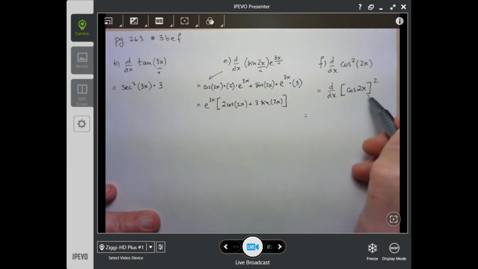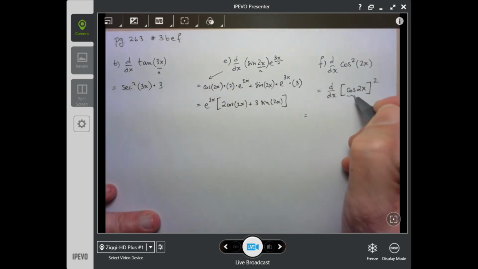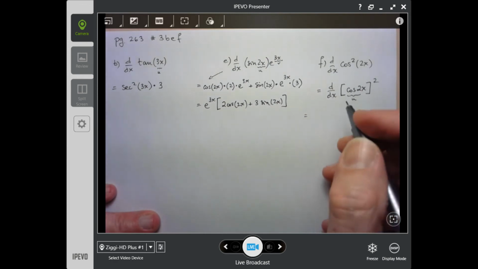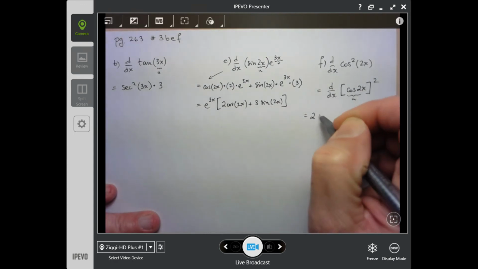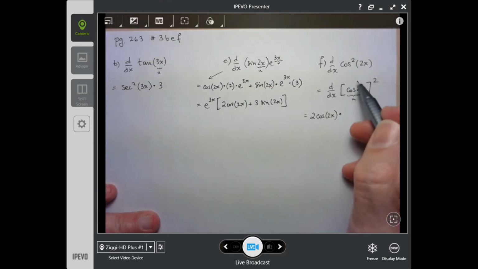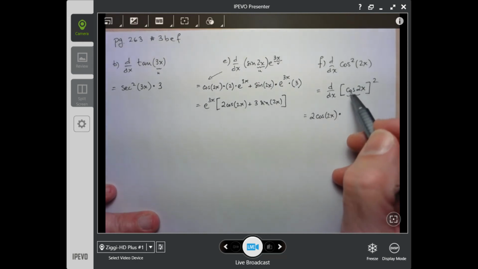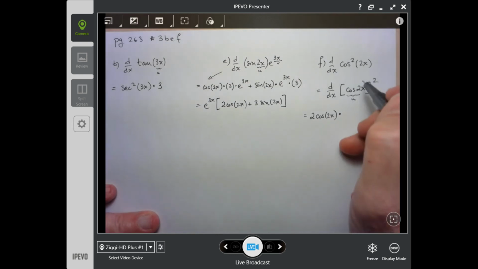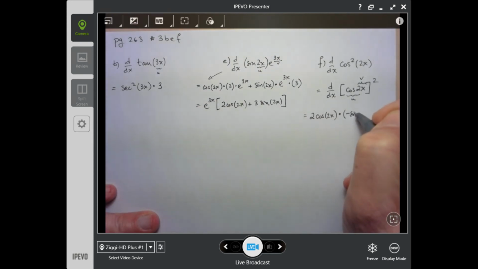So I see that my outermost function is the square, so I think of this as u squared, and the derivative of u squared is just 2u, so 2 times cos of 2x. And now I'm going to take the derivative of that interior function, derivative of u with respect to x. But here I see that I'm going to need to use the chain rule again, because I don't have cos x, I have cos of 2x. So I'll make my 2x be v. So the derivative of cos v is negative sine v, so negative sine of 2x. And then finally, I can take the derivative of 2x with respect to x, which is just 2.